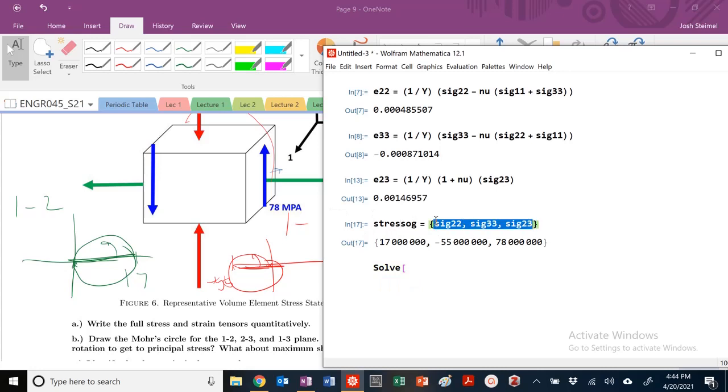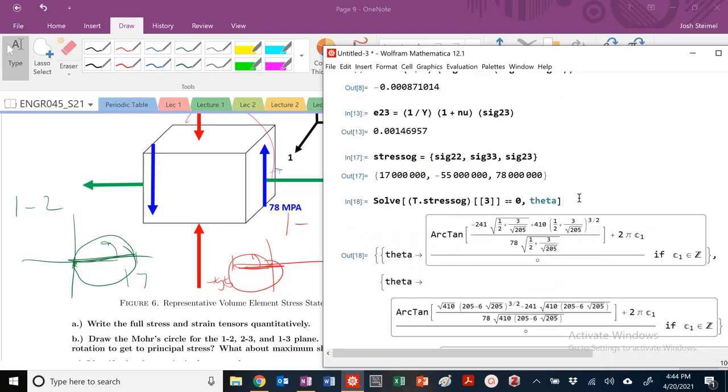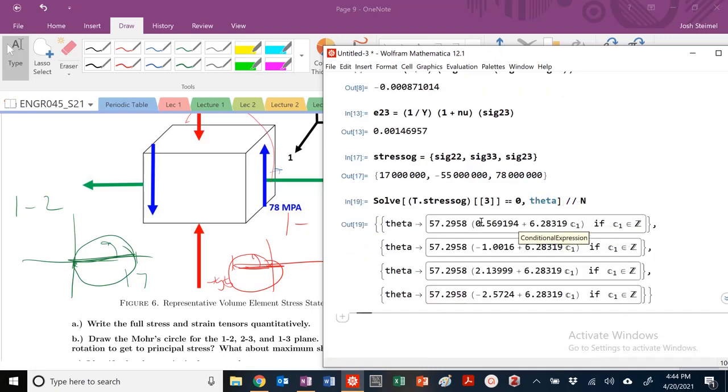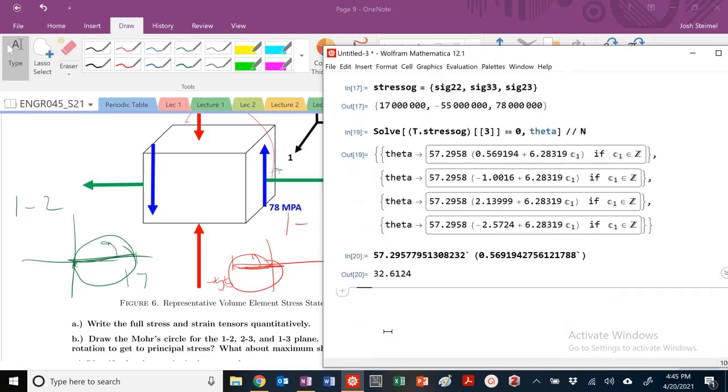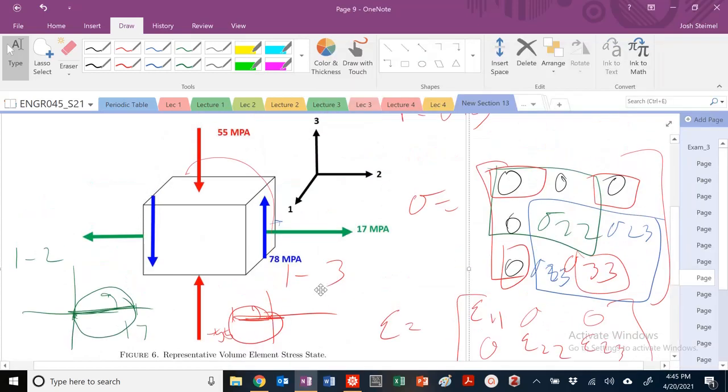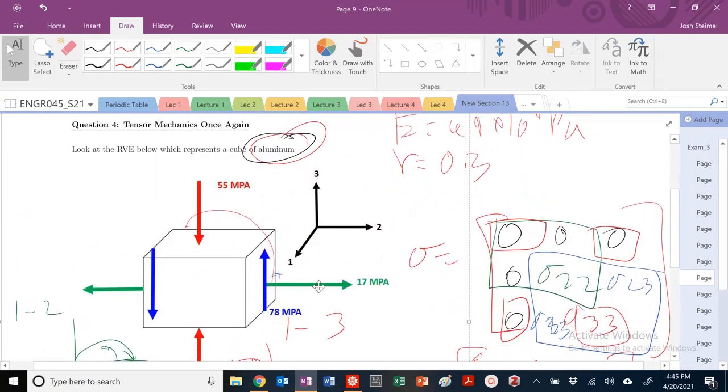So I'm going to go ahead and solve for when T dot stress OG, the third component, equals 0 in terms of theta. Let's look at this numerically, and I could again pull out the smallest value. So right here, I need to go 32 degrees again. If I were to draw this out, let's go ahead and draw it out.